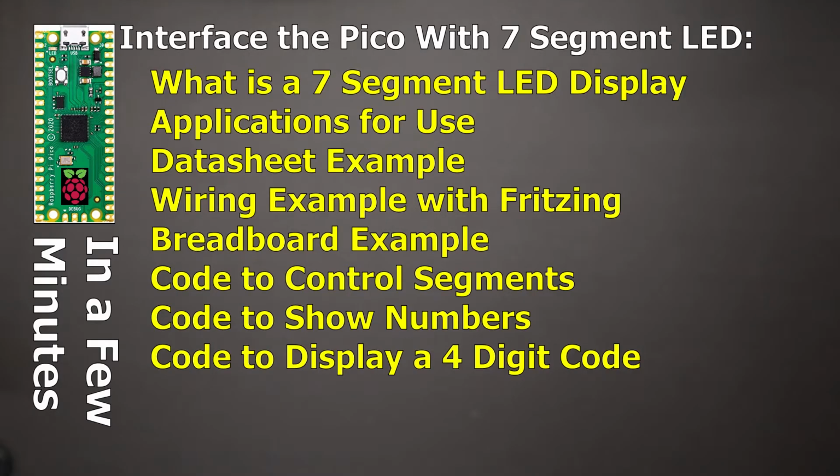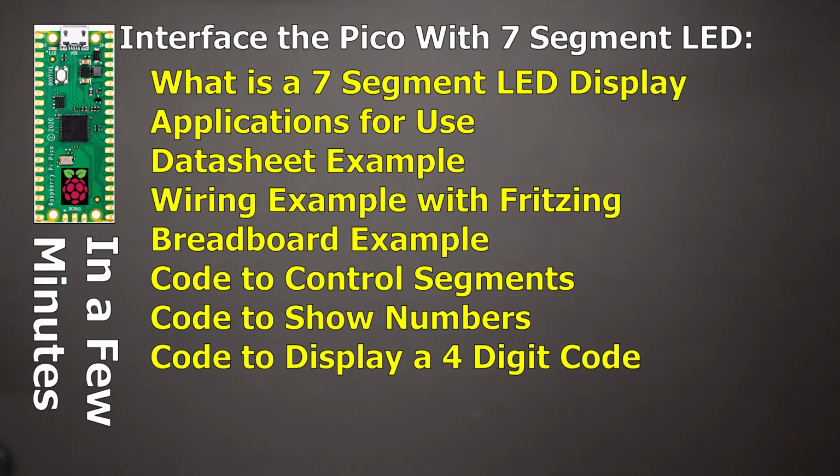What we're going to talk about today will be what they are, applications for them. We'll go over a datasheet example. Most of them are pretty similar, so this generic datasheet will cover most of them out there. We'll be looking at example wiring via a Fritzing diagram, and then of course we'll also be looking at the actual device on a breadboard.